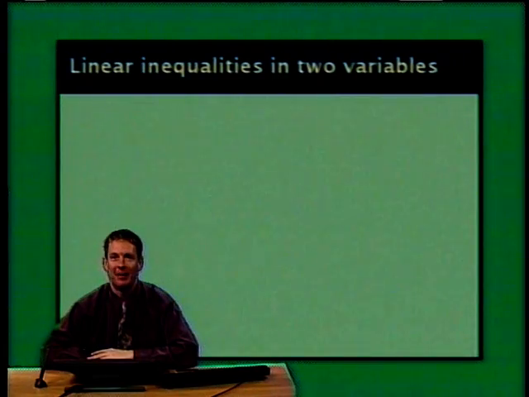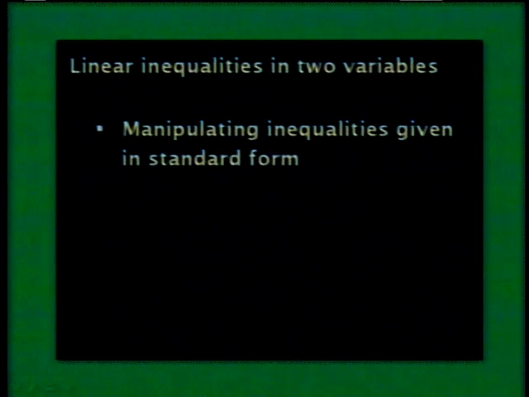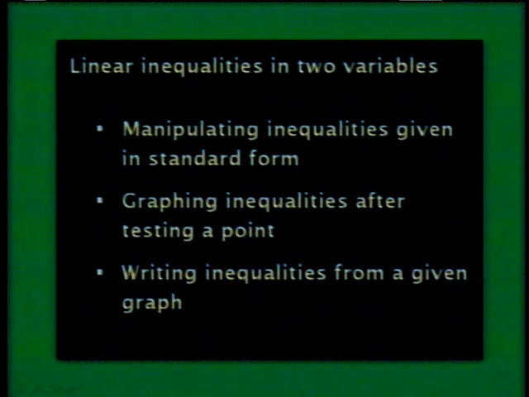Hello. As Candace promised, I'm going to follow up talking more about linear inequalities in two variables. Candace ended her part of the lesson talking about linear inequalities in slope-intercept form. I'm going to briefly review that, and then I'm going to talk about manipulating inequalities given in standard form so that they are inequalities in slope-intercept form. I'm going to follow that by showing you a totally new method for graphing inequalities after testing a point. And I'm going to finish up by turning the picture around a little bit, and we're going to write an inequality from a given graph.